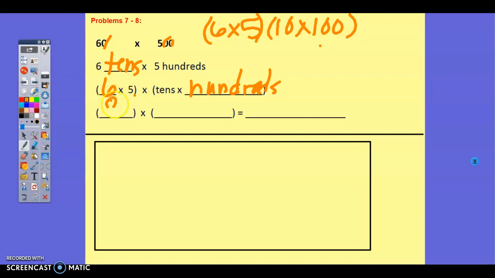6 times 5 is 30. Tens times hundreds, that's 3 zeros, times 1,000. 30 times 1,000, that is going to be 4 zeros. 1, 2, 3, 4 zeros, which is going to give us 30,000. Okay?